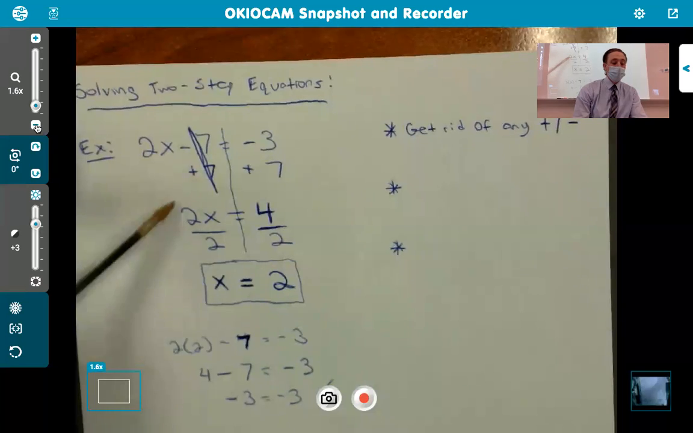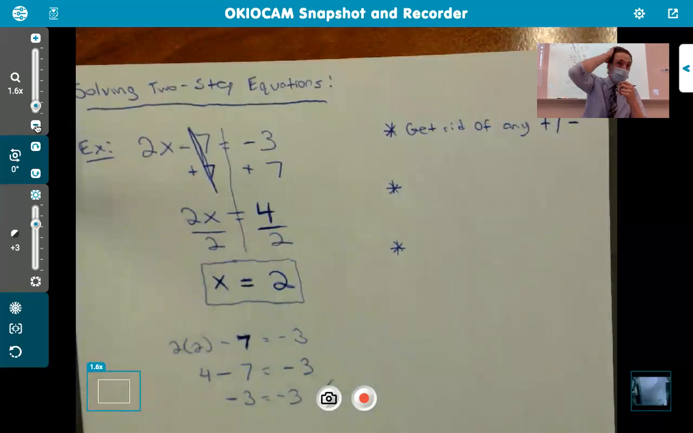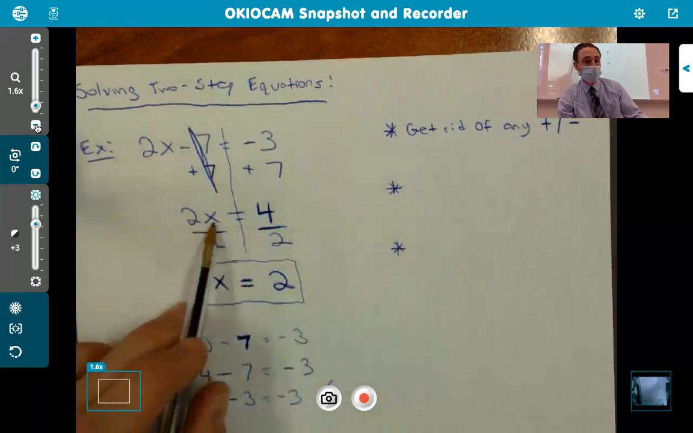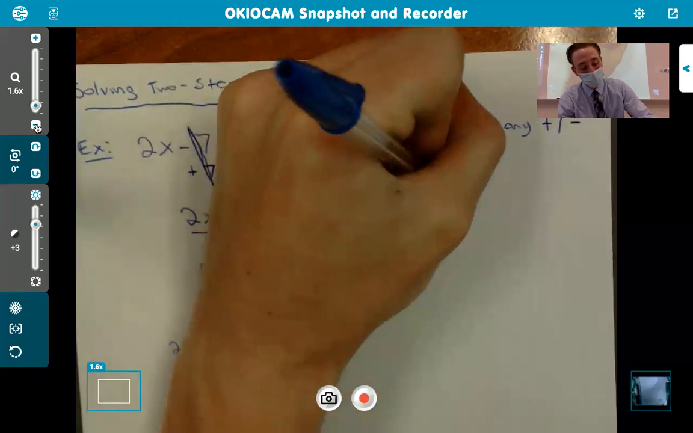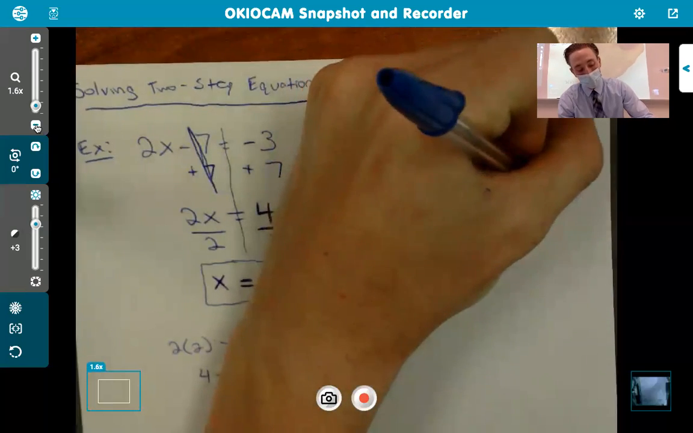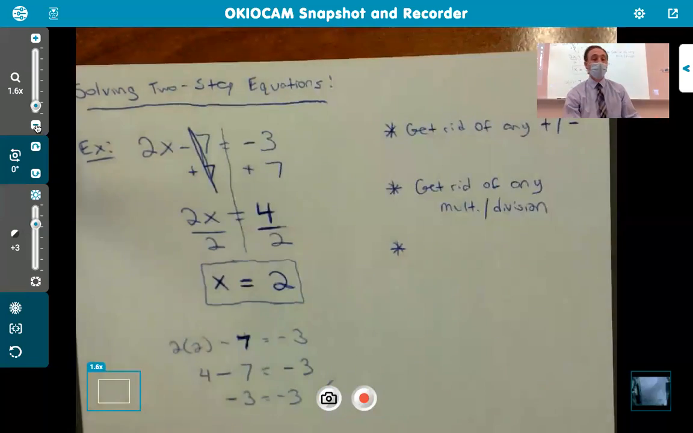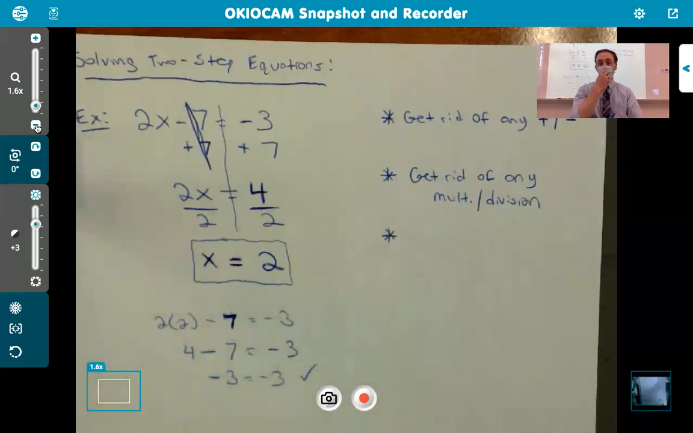After I did that, I got down to 2x is equal to 4. Well, what did I do on both sides from this step? How did I get the 2 to the other side? Not distribute, divided, right? So after I get rid of addition and subtraction, I still have a number being multiplied by x. Well, I'm going to get rid of any multiplication or division. So I'm going to multiply both sides by a number or divide both sides by a number. Okay.